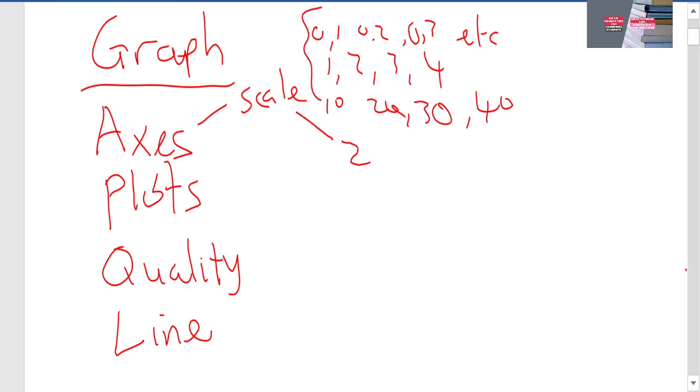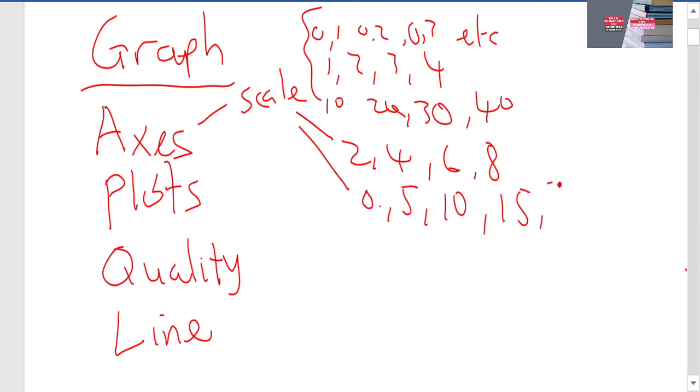You could also have 2, 4, 6, 8, and so forth. Same way, 0.2, 0.4, 0.6. Or you could have 0, 5, 10, 15, 20, or 0.5, or 50, or 100. So these are the scales that are the most appropriate.